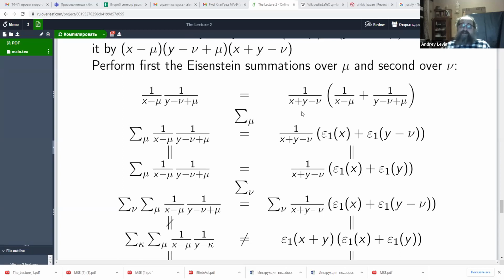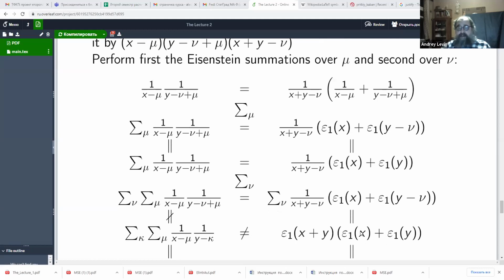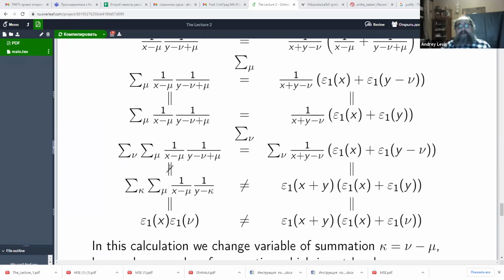After this, I sum over nu and get on the right-hand side a beautiful expression: epsilon of x plus y plus x times epsilon 1 of x plus epsilon of y. So if we have this identity, here's a misprint, it's y, we have an addition formula, that epsilon 1 of x plus y can be expressed in terms of epsilon 1 of x and epsilon 1 of y. But unfortunately, in order to get this product, I shall, in this sum, change the order of summation.